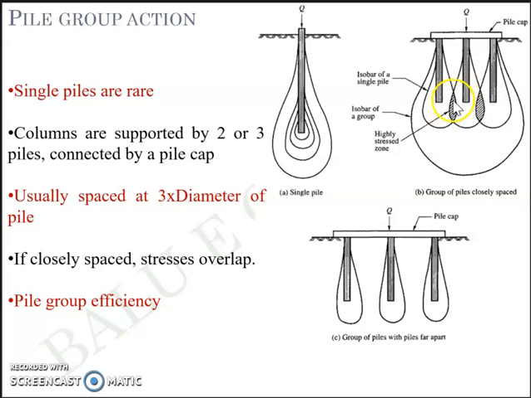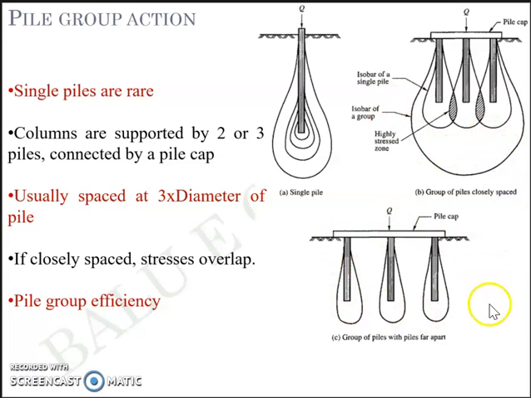This is a figure taken from the internet, of course, but nonetheless, there's a hatched portion here, which means that the bulbs or the influence zones overlap at this portion. So once it overlaps, there's a highly stressed zone here, and it may reduce the pile efficiency. So these are the isobars drawn here, 1, 2, 3 isobars representing each pile, and you have the isobar of the pile as a group. Now this is a group of piles closely spaced.